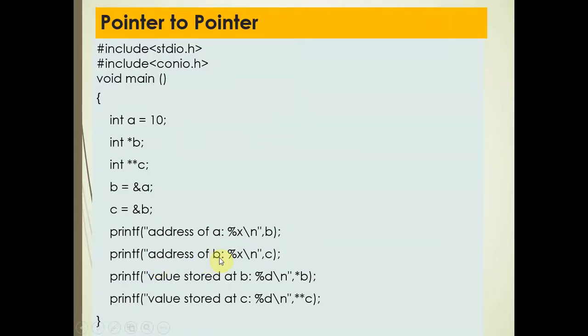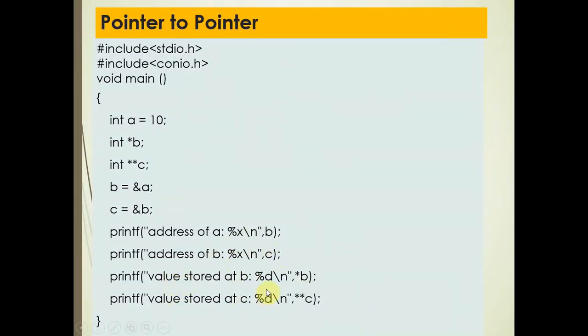The next statement prints the address of b. Which variable contains the address of b? That is c. Here c contains the address of b. So with the help of this statement, you can print the address of b with the help of c, because c contains the address of b as a value.